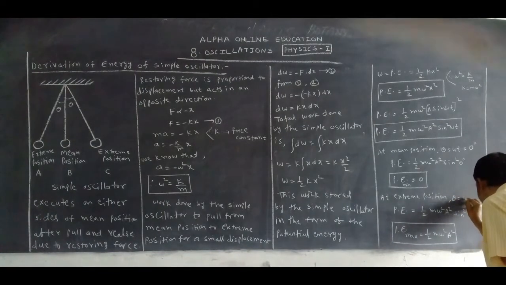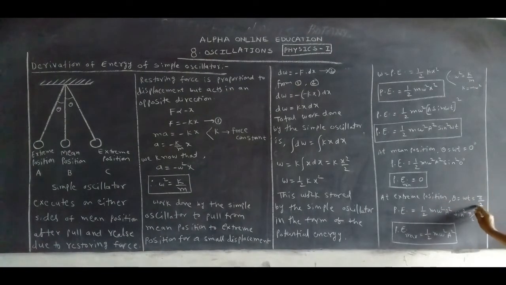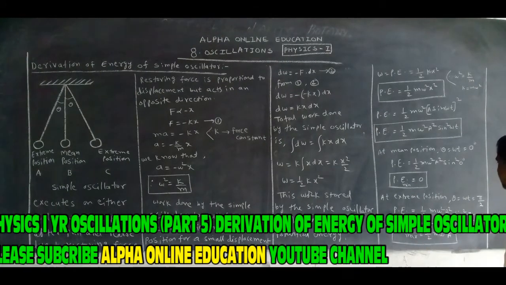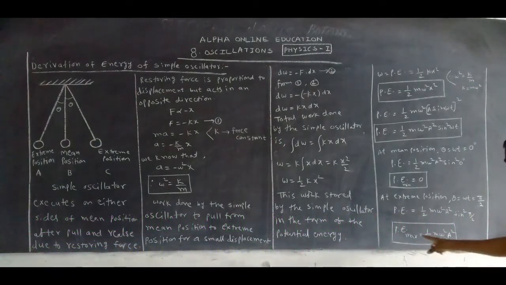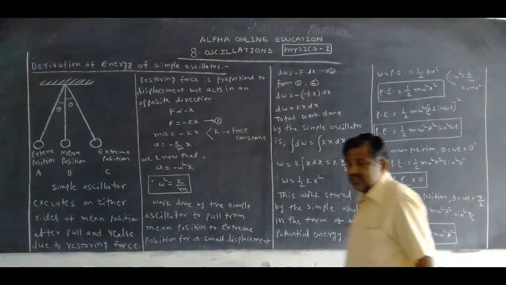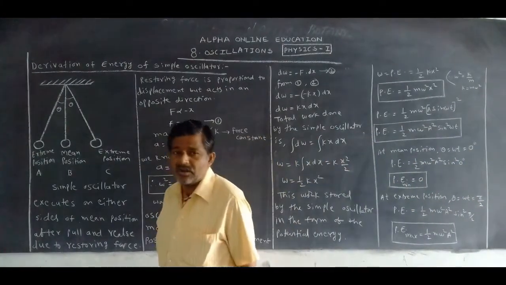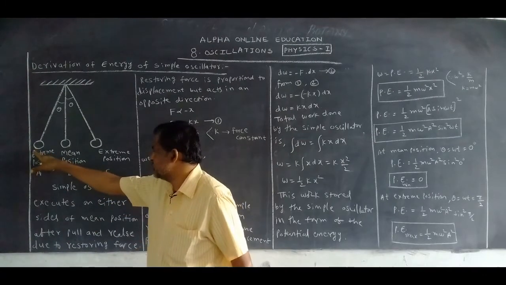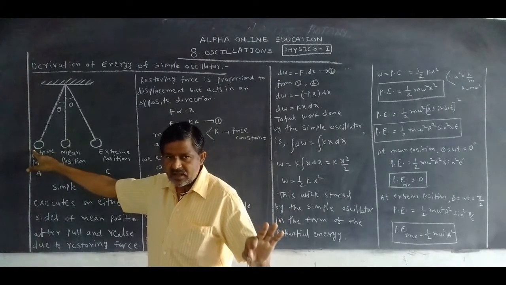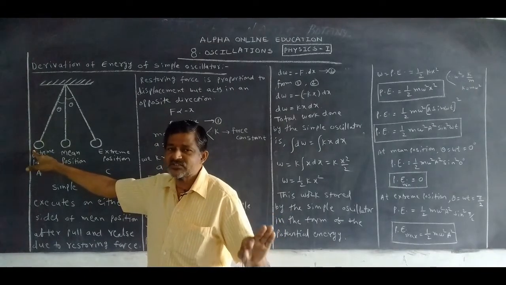Now at extreme position, theta is equal to omega t is equal to pi by 2. Substitute omega t is equal to pi by 2. Sin pi by 2 is how much? 1. That's why the potential energy at extreme position is maximum, half m omega square a square. Let us take a simple oscillator. This is the extreme position. At this place potential energy is maximum, that is half m omega square a square.